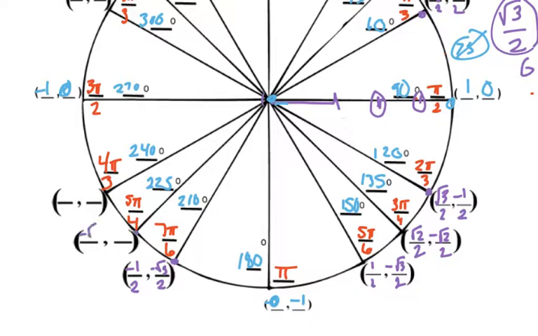Next one is double negative, so negative square root of 2 over 2, and then also negative square root of 2 over 2. And then the third one is negative square root of 3 over 2, because we've gone over the most amount and down the least amount, so negative 1 over 2.